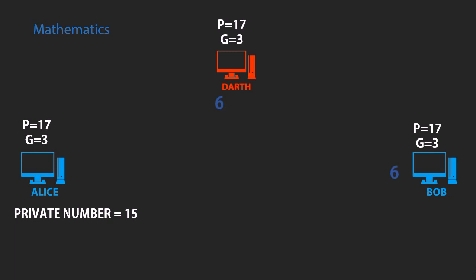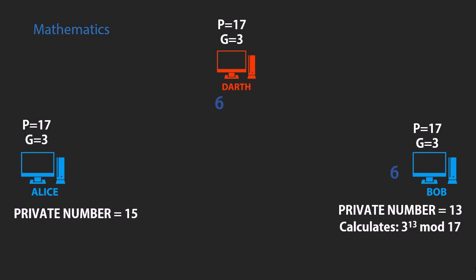Now Bob does the same thing, takes a random private number, say 13, and calculates 3 raised to power 13, his secret number, and takes mod 17. The calculation produces 12. 12 is now sent to Alice. Finally, Alice takes the number she receives and raises it to the power 15, her private number, and takes mod 17, which gives out the final answer 10.